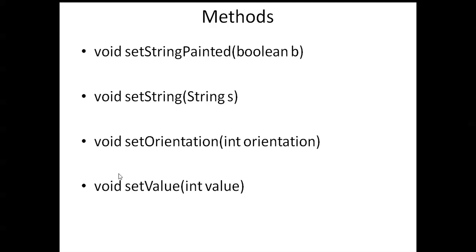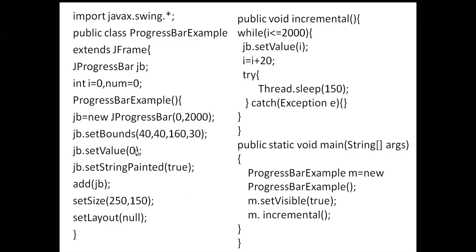Void setOrientation(int orientation) method is used to set the orientation of the progress bar. Here we can use the values SwingConstants.HORIZONTAL or SwingConstants.VERTICAL. Then the last method is void setValue(int value), which is used to set the current value on the progress bar, which is specified by the value parameter. Now let us see the example of the progress bar.